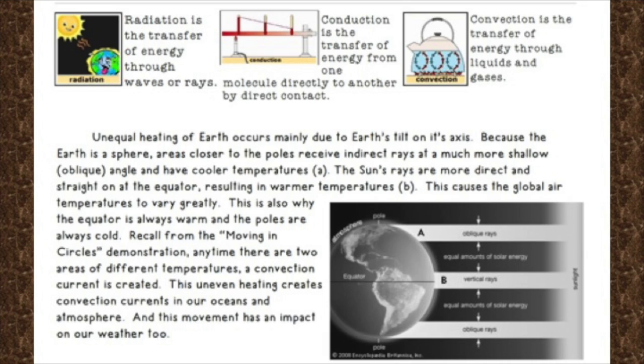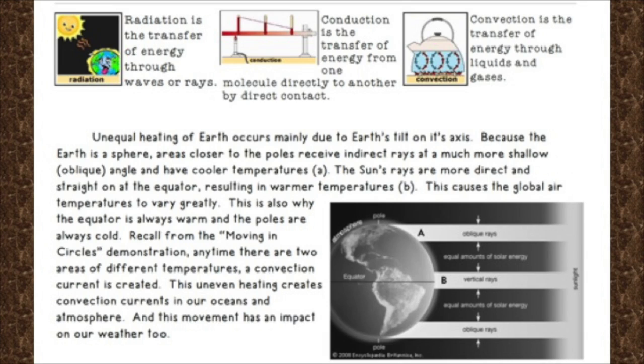Unequal heating of Earth occurs mainly due to Earth's tilt on its axis. Because the Earth is a sphere, areas closer to the poles receive indirect rays at a much more shallow or oblique angle and have cooler temperatures. The sun's rays are more direct and straight on at the equator, resulting in warmer temperatures. This causes the global air temperatures to vary greatly. This is also why the equator is always warm and the poles are always cold.